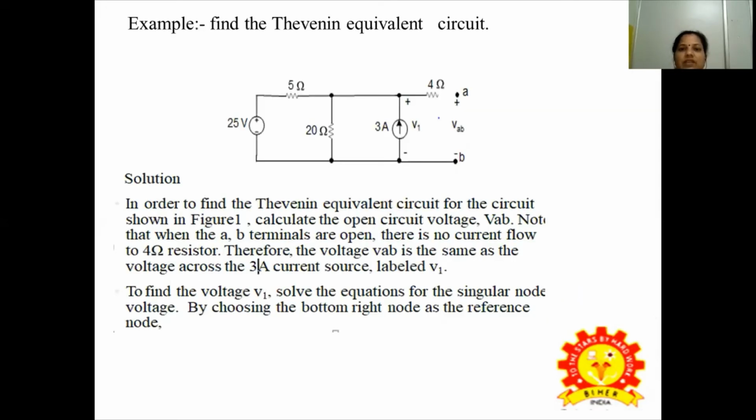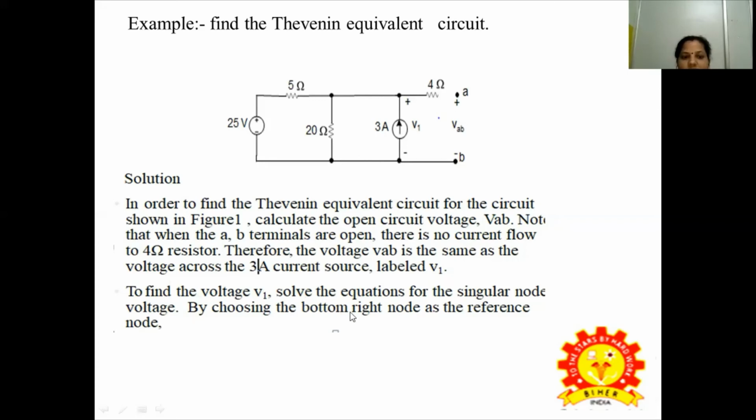So, to find the Thevenin equivalent circuit for the circuit shown in figure 1, first calculate the open circuit voltage VAB when the AB terminals are open. There is no current flow in the 4 ohm resistor. Therefore, the voltage VAB is the same as the voltage across the 3 amp current source, labeled V1. So to find the voltage V1, solve the equation for the single node voltage.